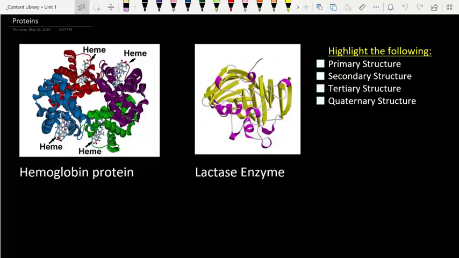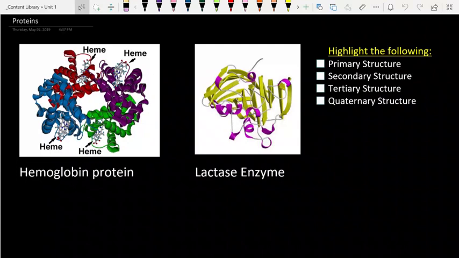This one will complete our series on macromolecules. We've talked about carbs, we've talked about lipids. We're not going to talk about nucleic acids right now. We're going to focus now on proteins, and that will end this unit.